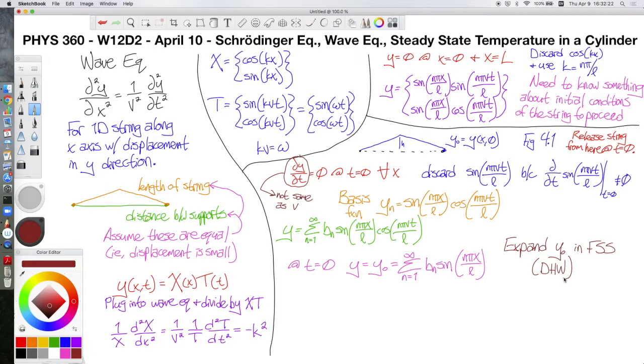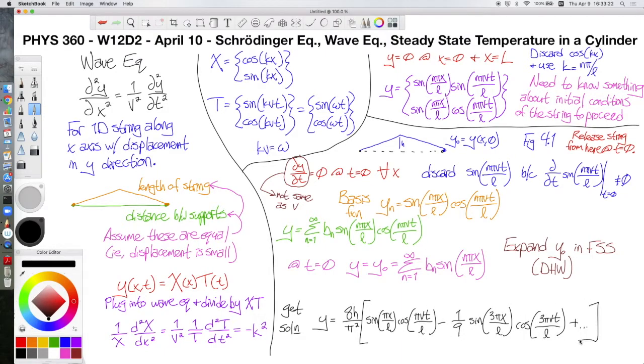This is actually one of your daily homework problems for today, to actually do this expansion and show, in part, that we get the following overall solution for our specific y0 that we looked at. Coefficient of 8h over pi squared out front, and then inside the brackets, our first term corresponds to n equals 1, with sine of pi x over L and cosine of pi vt over L. Our next term corresponds to n equals 3, with a coefficient of negative 1/9, and a sine of 3 pi x over L and a cosine of 3 pi vt over L.